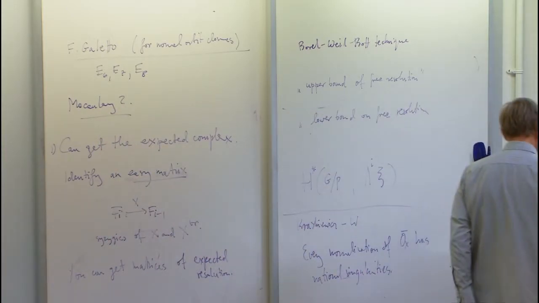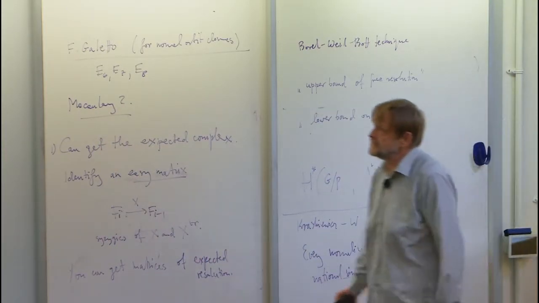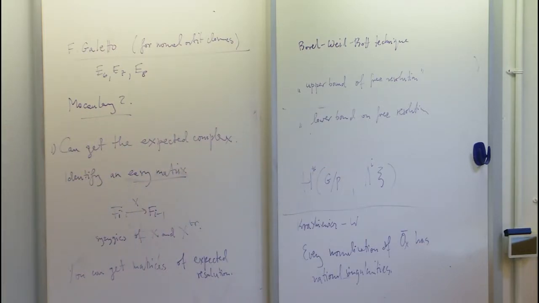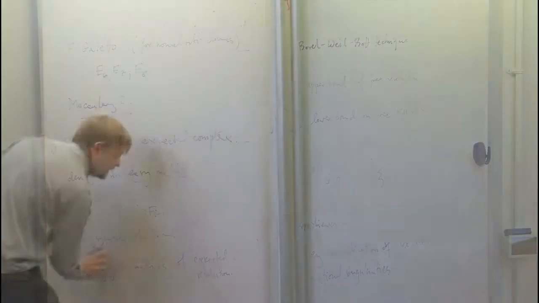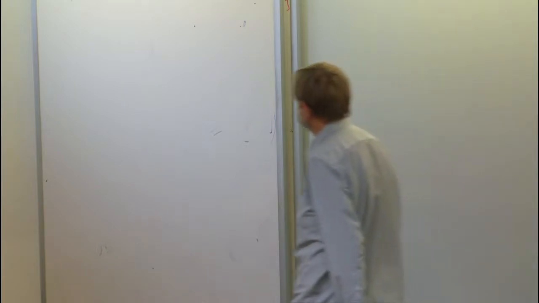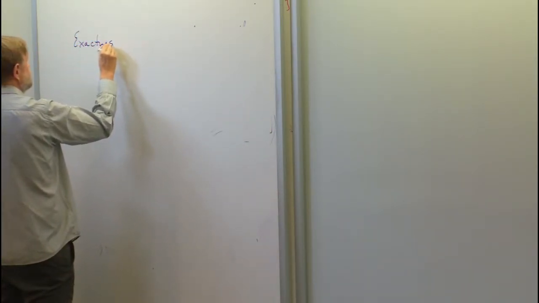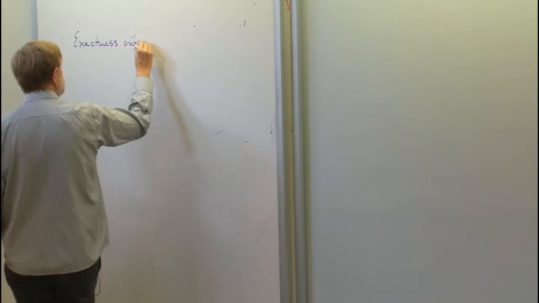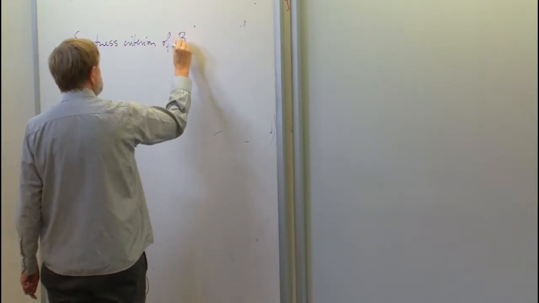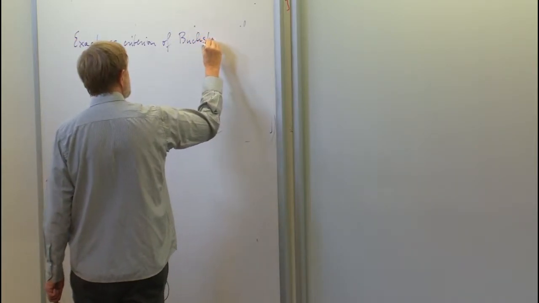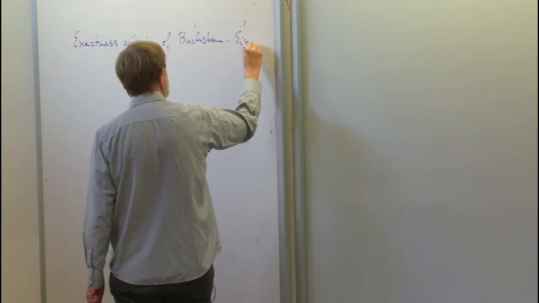Anyway, you get matrices of the expected resolution, and then what you do, fortunately we have finitely many orbits, so we can finally use these properties. There's a classic theorem of Buchsbaum-Eisenbud, the exactness criterion of a free resolution. Okay, so let me just formulate it because it's useful. Exactness criterion of Buchsbaum-Eisenbud.